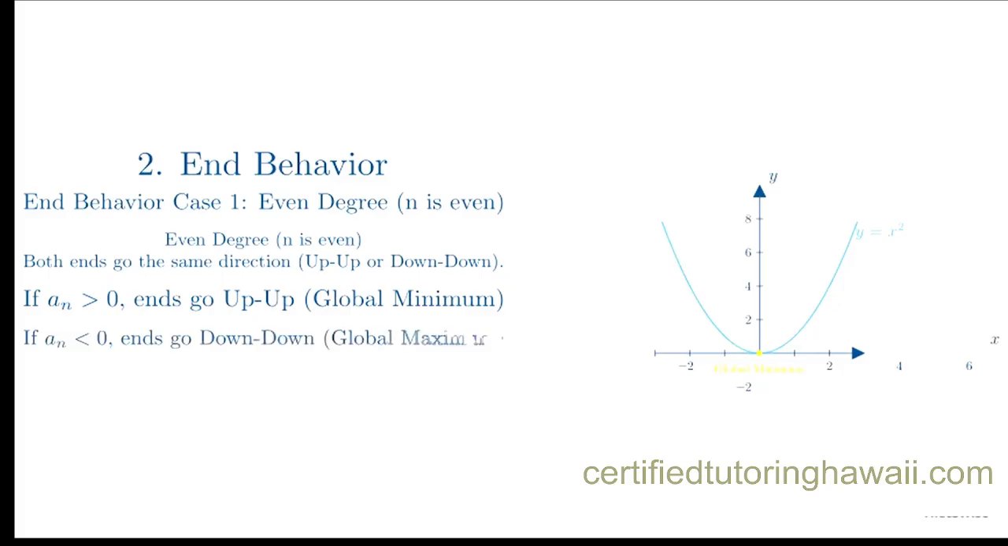On the other hand, if the leading coefficient is negative, both ends go down. This polynomial has a global maximum, a highest point. This is like an upside-down parabola. Both ends point down, and there's a highest point, a global maximum. This graph shows a global maximum at the top.